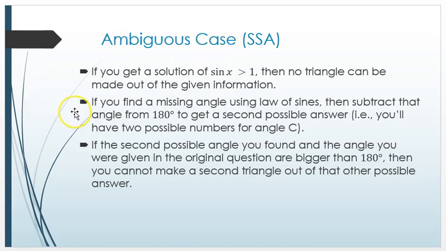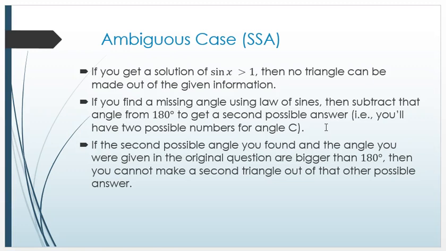The more common example, what we call the ambiguous case, is when you solve for that missing angle and go through the law of sines process. Once you set up your cross multiplication and get an answer for the angle, let's say you get 40 degrees in your calculator. When you find an angle using law of sines, you also have to take that number and subtract it from 180 to get a second possible answer. So if your calculator says 40 degrees, you also have to do 180 minus 40, which is 140.